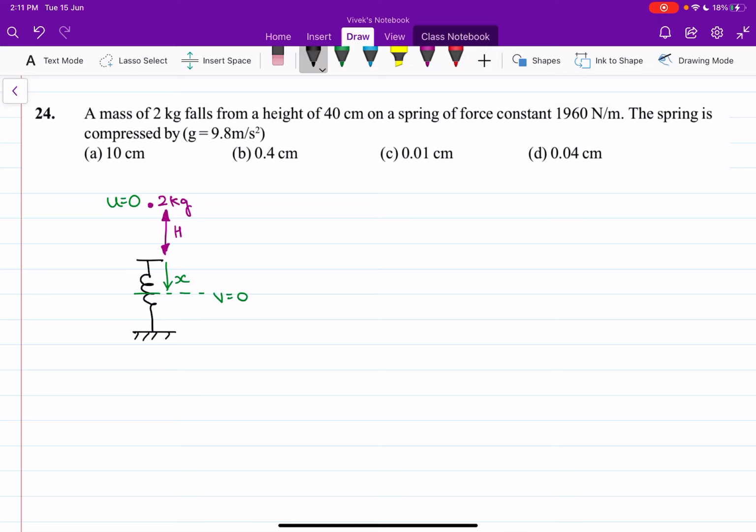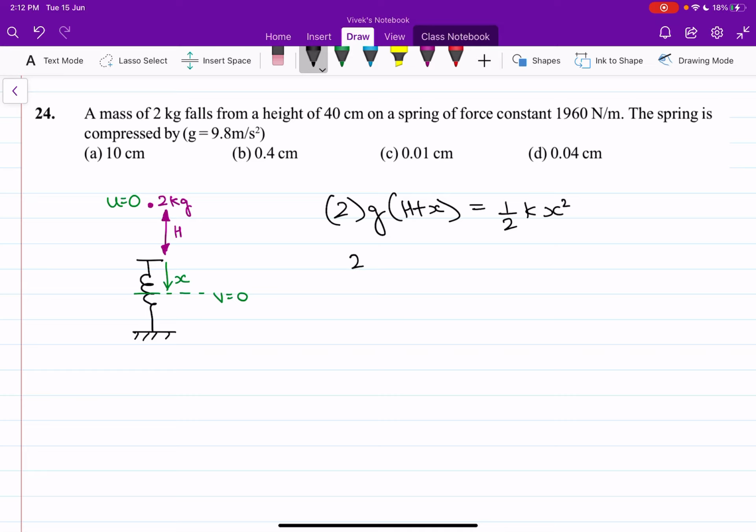So the drop in gravitational potential energy equals the increase in spring potential energy. So 2, which is the mass, into g into (h plus x), this is the drop in gravitational potential energy, equals half into k into x squared. This is the gain in spring potential energy. So we are getting a quadratic equation over here. So I'll have to substitute the values to get the exact quadratic and then solve for the roots.